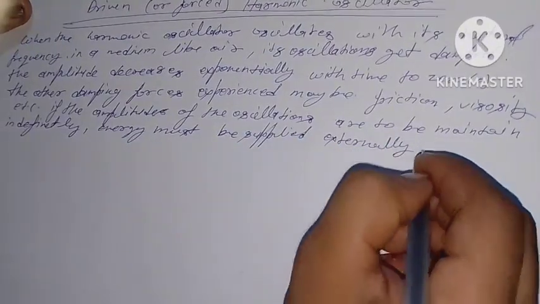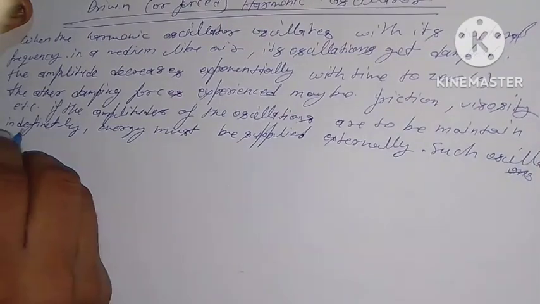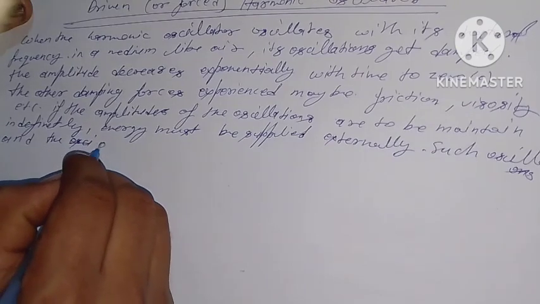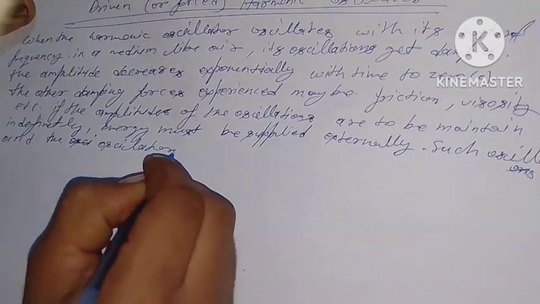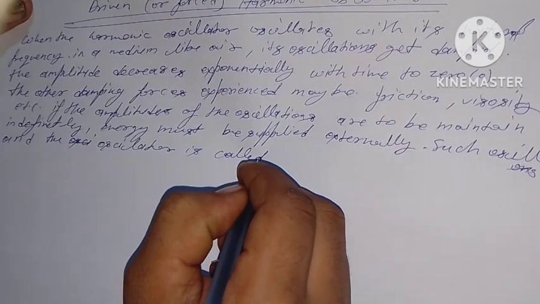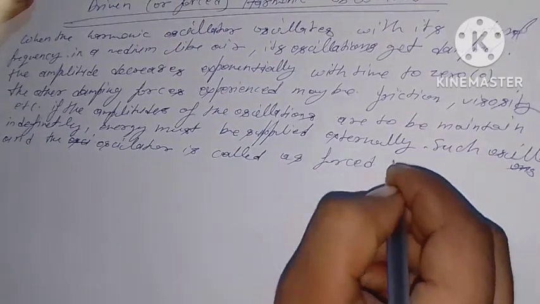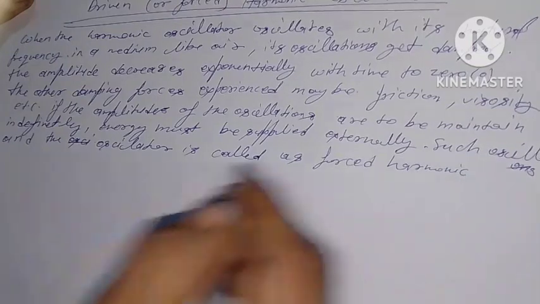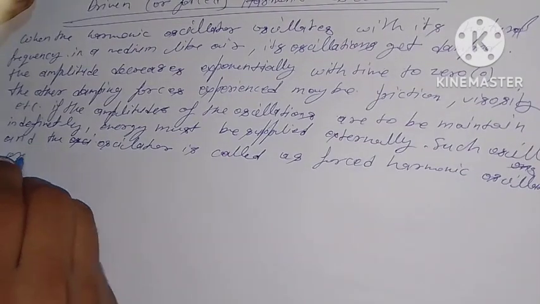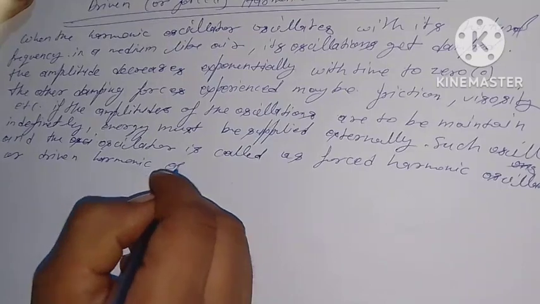Such oscillations, and the oscillator, is called a forced harmonic oscillator, or driven harmonic oscillator.